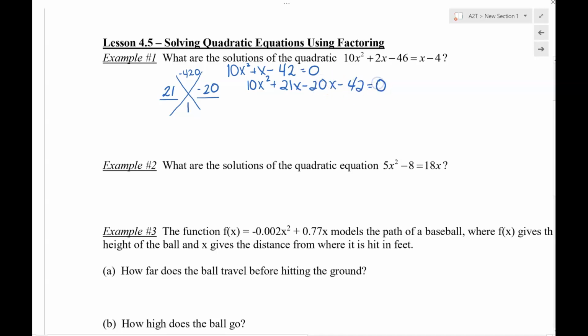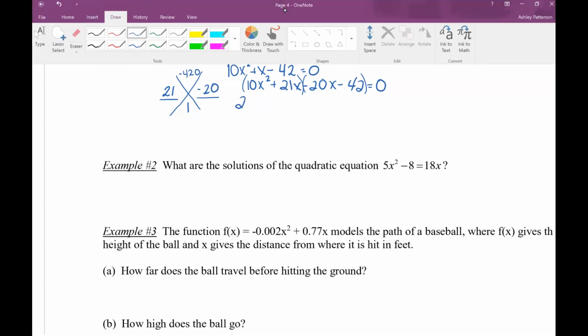Now you have a polynomial with 4 terms. Factor by grouping. Find the GCF of the first 2 terms, which looks like it's what?